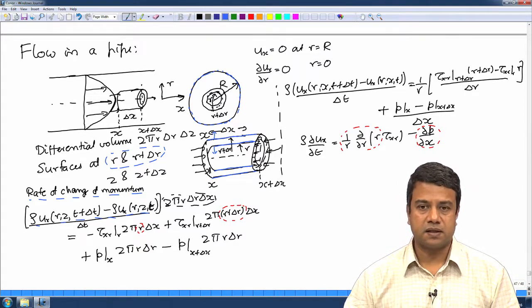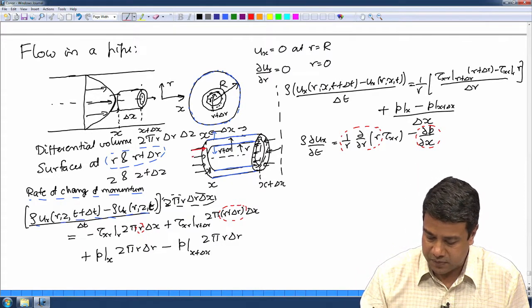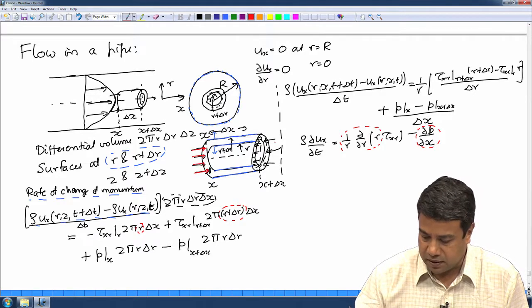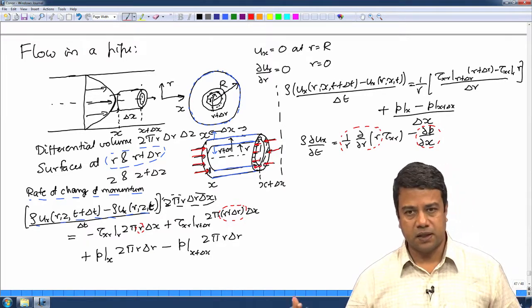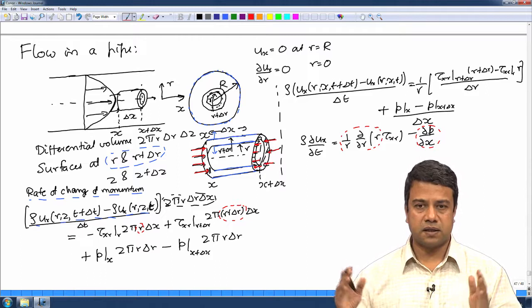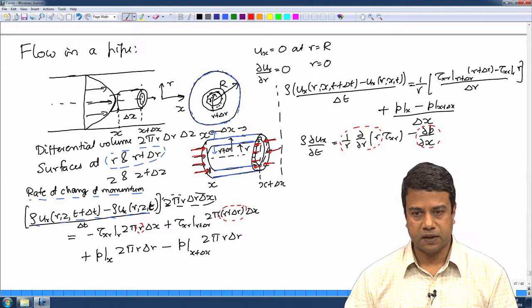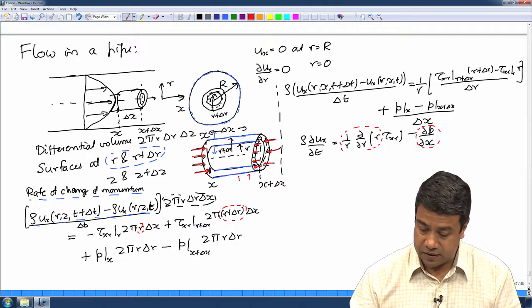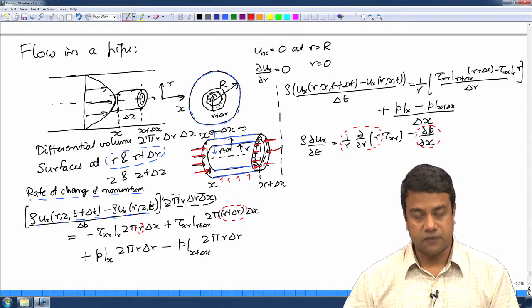In addition to that, there is a pressure force. Pressure, as I had told you in the last class, is compressive. It always acts inward to the surface, along the inward unit normal, the inward perpendicular to the surface. Therefore, the pressure at these two end surfaces is what enters into the x momentum balance equation. The pressure at the curved surfaces is not in the x direction. So, therefore, this pressure does not enter into the momentum balance equation.